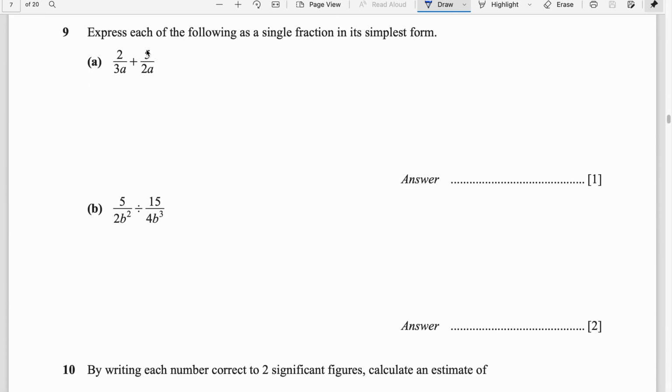Question number 9. Express each of the following as a single fraction in its simplest form. So 3 and 2 LCM is 6a. 6a divided by 3 is 2. 2 times 4. 6a divided by 2a is 3. 3 5 times is 15. 15 and 4 is 19 by 6a.